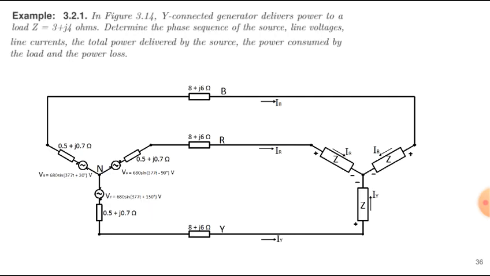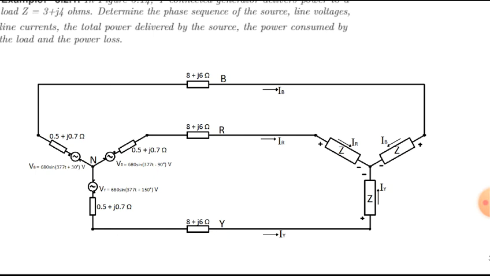So let's take an example here. In this figure, a Y-connected generator delivers power to a Y-connected load with phase impedances of 3 plus j4. First, determine the phase sequence of the source. Then the line voltages, the line currents, the total power delivered, the power consumed by the load, and the power loss.